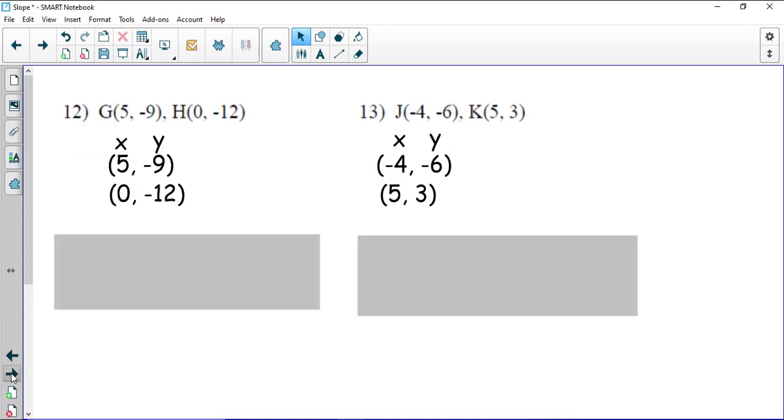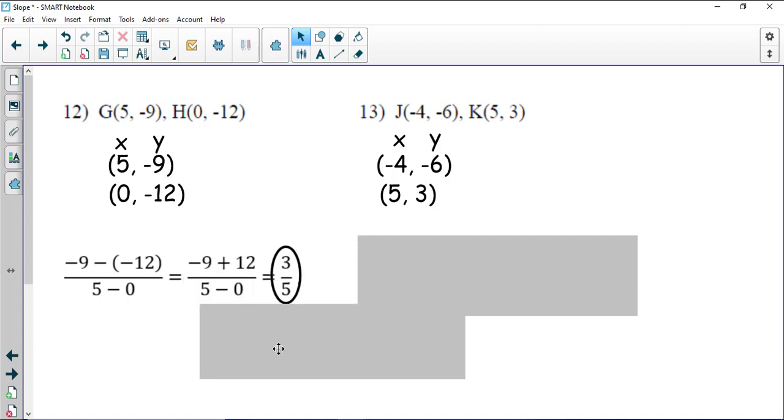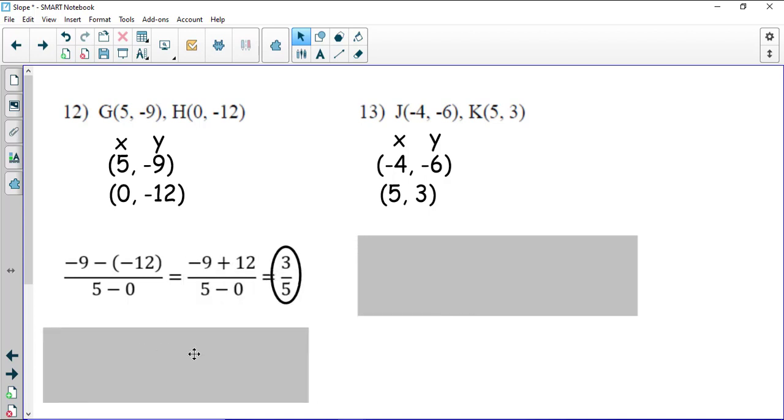All right, moving right ahead to number 12. So we have (5, -9) and (0, -12). So I chose to do -9 minus -12 on the top. Remember, put those Y's on the top. The biggest mistake I see is students accidentally put the X's on the top. So that means I have to do 5 minus 0 on the bottom. That's -9 plus 12. Once I add the opposite, 5 minus 0 on the bottom, that ends up getting us a slope of 3/5.